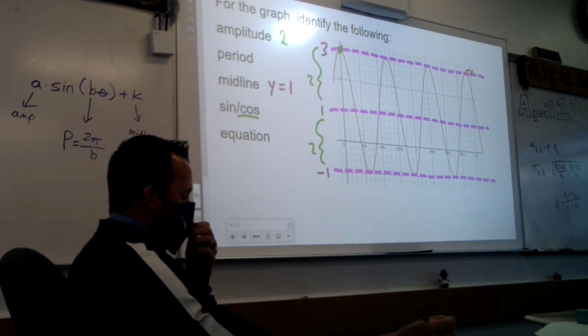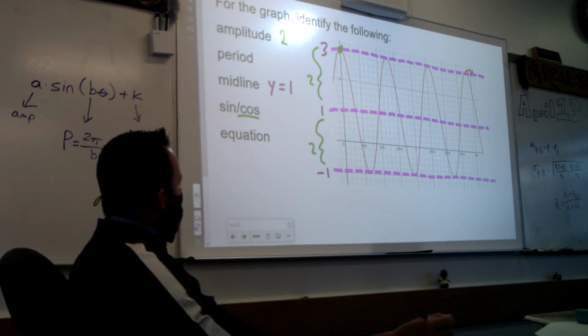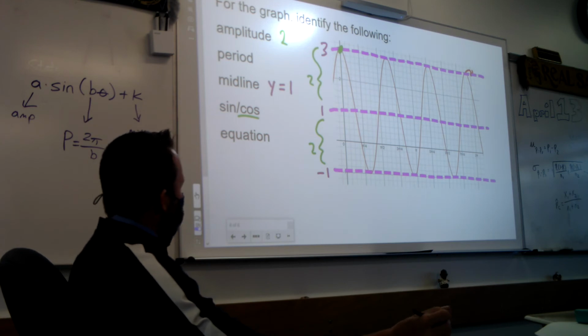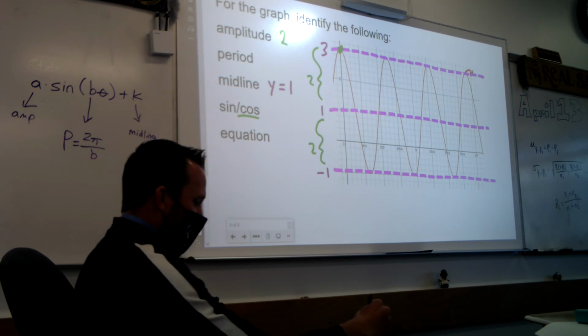Yeah, it starts at the maximum. If it starts at the midline, it's sine. Start at the max, it's cosine. So now the tricky one here was period.